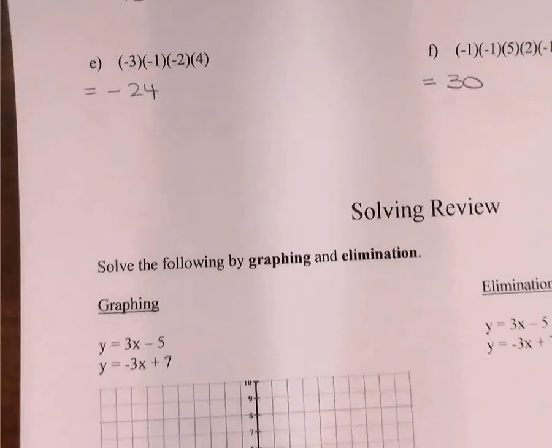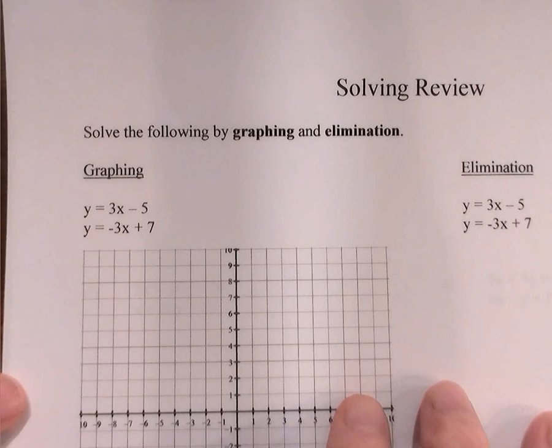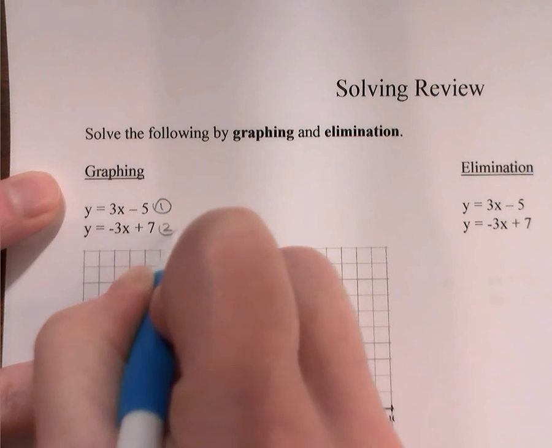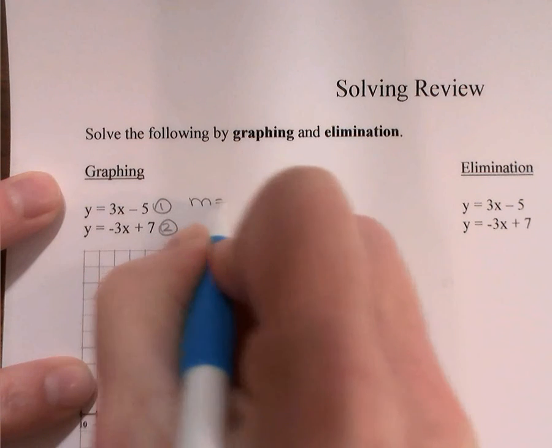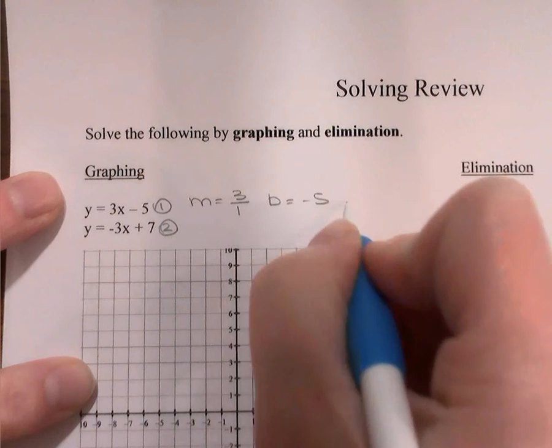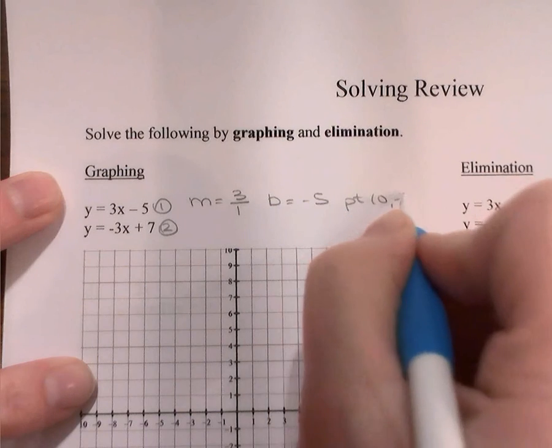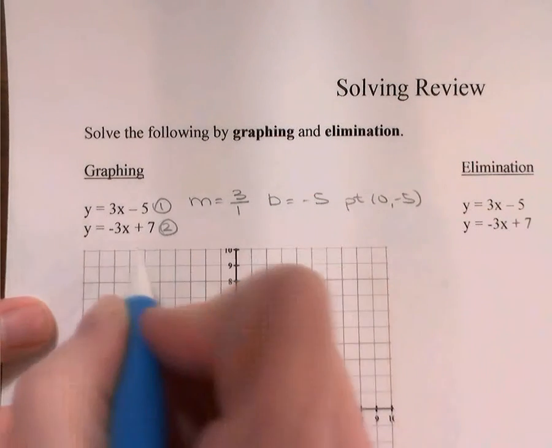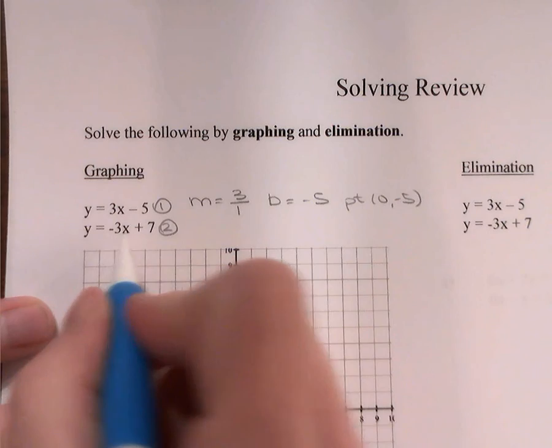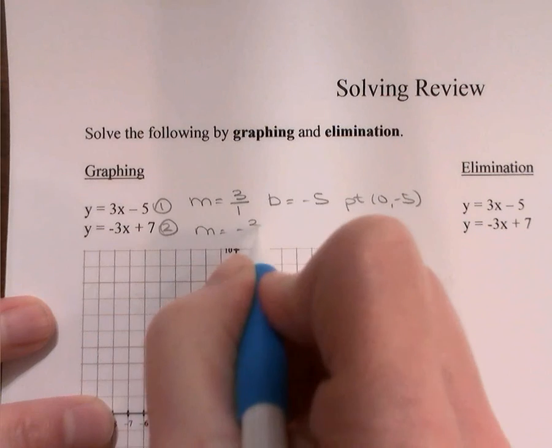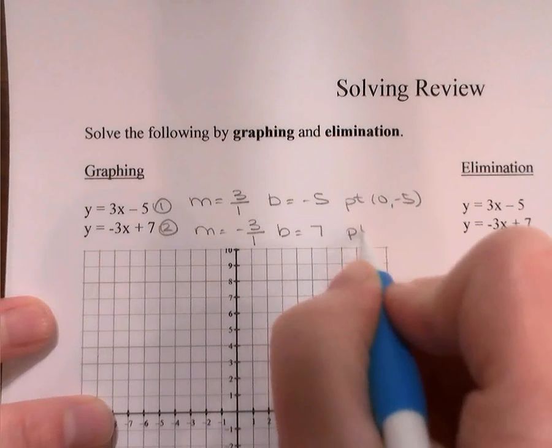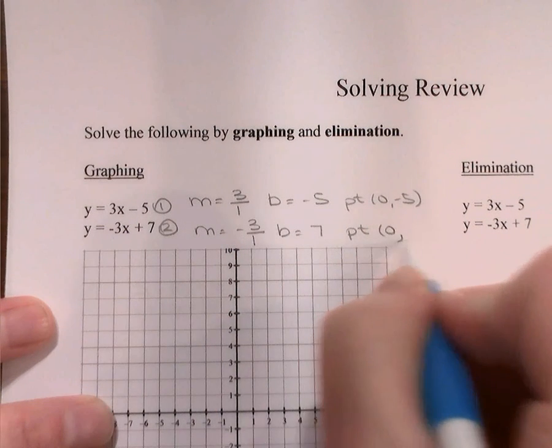Okay, let's remind ourselves of graphing. So if I call this equation 1 and equation 2, the slope of equation 1 is 3 over 1. The y-intercept is minus 5. And the point is 0, minus 5. If I look here, I have minus 3 is the slope over 1. The y-intercept is 7. And the point is 0, 7.